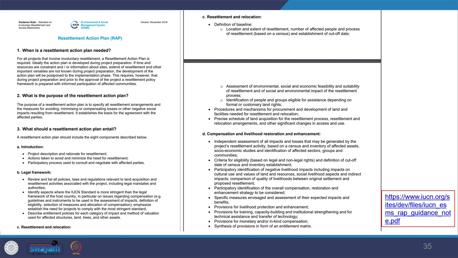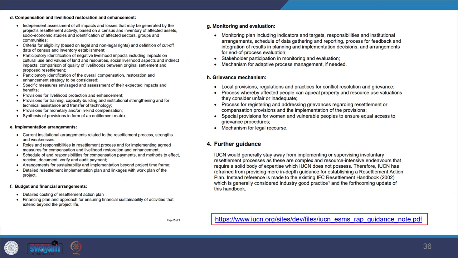And then the resettlement action plan would have, this is the structure you can see: introduction, why the resettlement is happening, the legal framework within which it is working, the resettlement and relocation, what kind of things will happen, what baseline has been done, what is the procedure and mechanism adopted, what's the schedule, and then what kind of compensation and livelihood restoration and enhancement has been undertaken. So that has to be covered. And then you also need to show the implementation arrangements, how you're going to implement it, what is the budget and financial arrangement, how you're going to monitor and evaluate it, what kind of grievance mechanism you're going to have, and what kind of further hand-holding guidance you're going to provide.